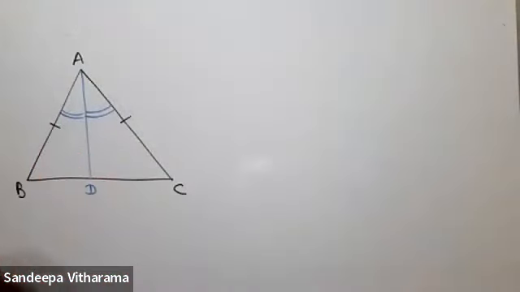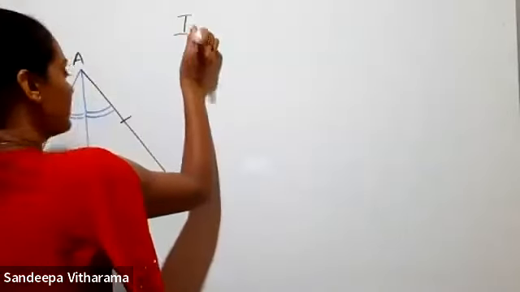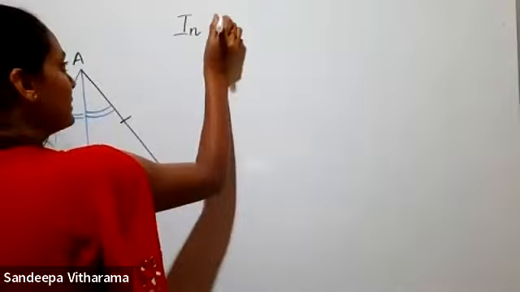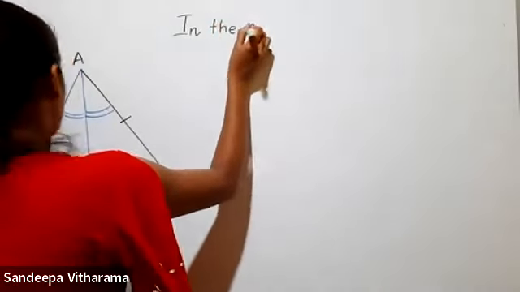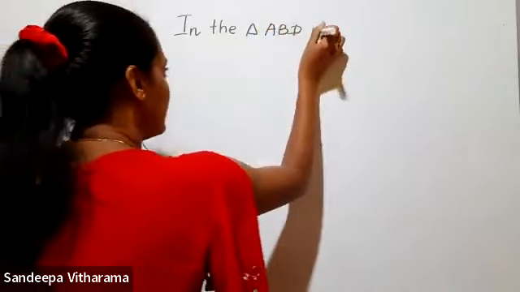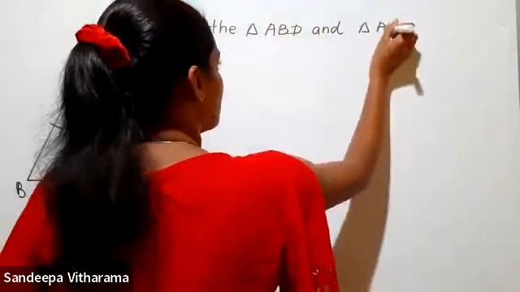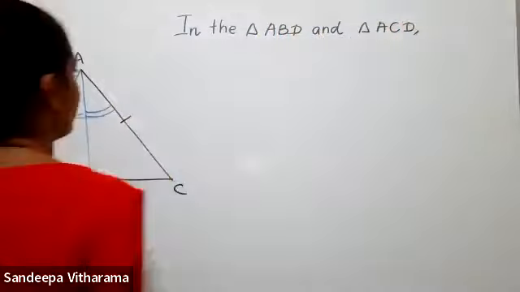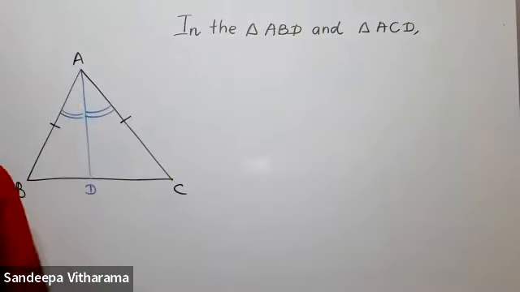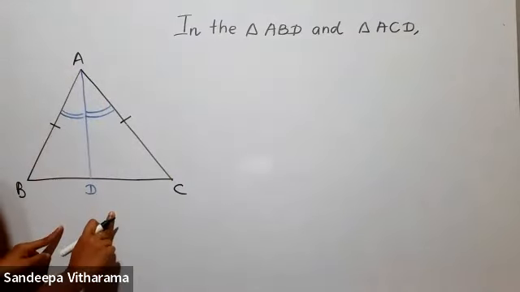Okay. So when we do congruency, first of all we introduce the triangles. In triangle ABD and triangle ACD. Okay, the triangles ABD and ACD. ABD සහ ACD වල elements අපි දැන් ලියන්න යන්නේ.